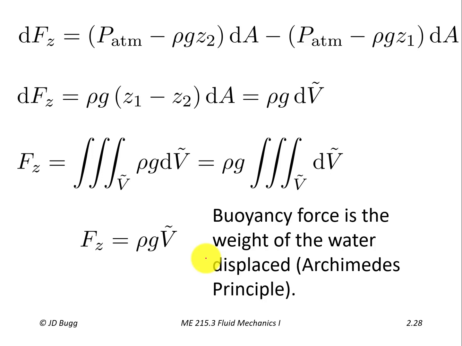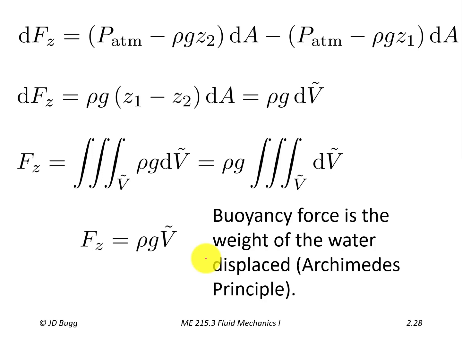So if the density of the object is sufficiently low, then the buoyancy force is high enough to support it on the surface, and it will float at whatever depth is required to make the buoyancy force equal to the weight of the object itself.